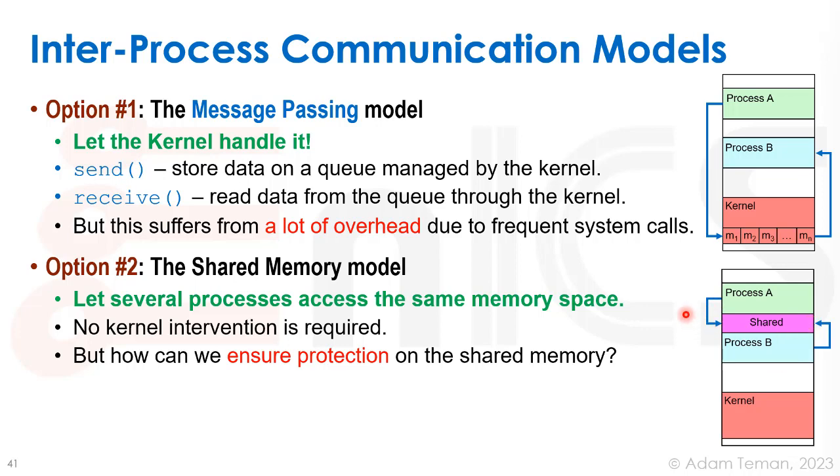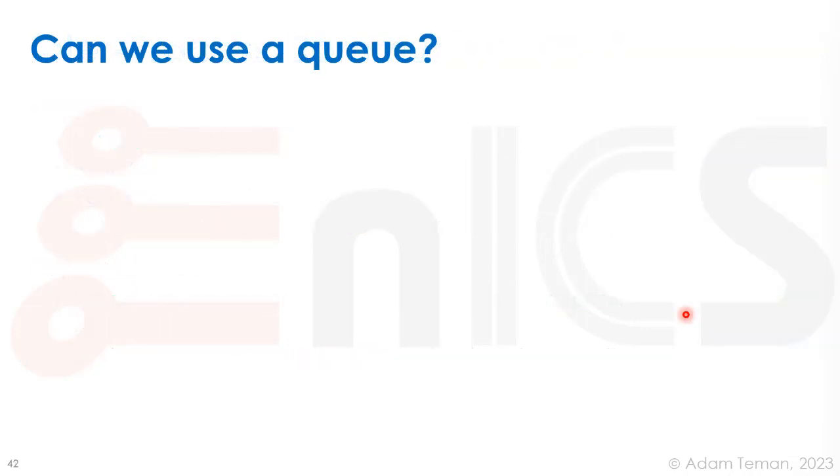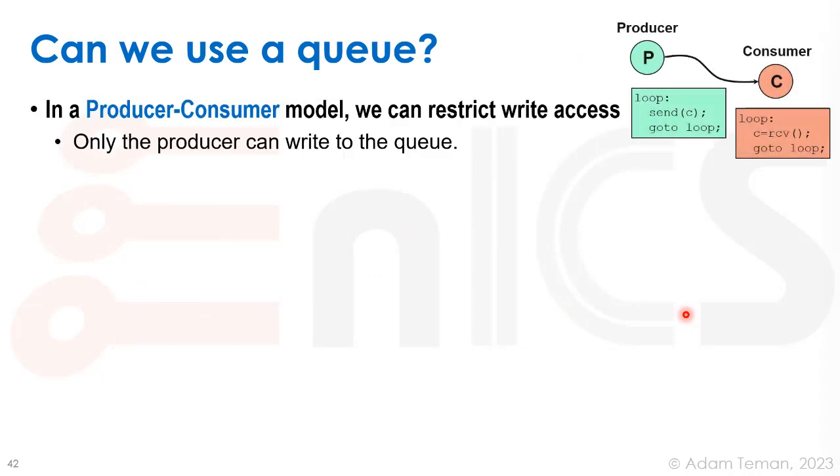But how do we ensure protection on the shared memory? Can we use a queue to do that, as we saw before, that type of buffer? Basically, in a producer-consumer model, we can really restrict the access, so only the producer can write to the queue. So we have the producer over here and the consumer over here, and there's a straight line that only goes one way. Then the producer can send something and keep on doing this in a loop, and the receiver can just receive something from that queue.